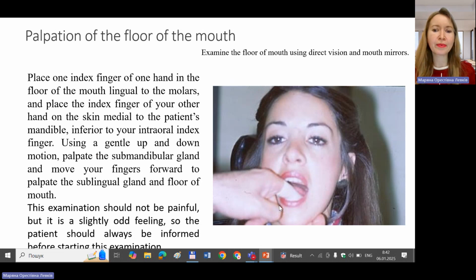Using a gentle up and down motion, palpate the submandibular gland and move your fingers forward to palpate the sublingual gland and floor of the mouth. This examination should not be painful, but it is slightly odd feeling, so the patient should always be informed before starting this examination.